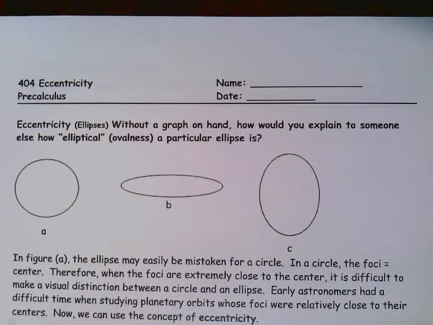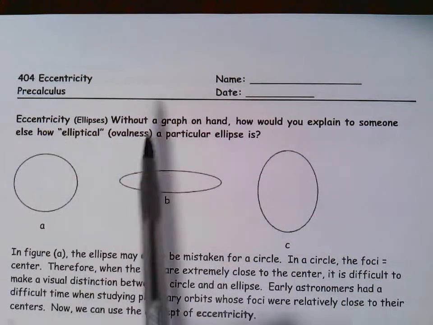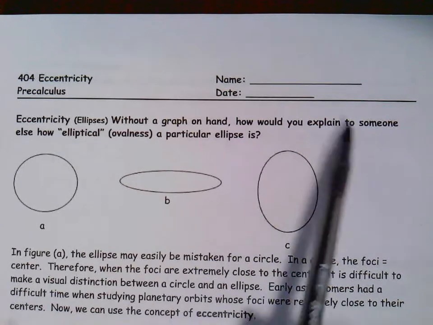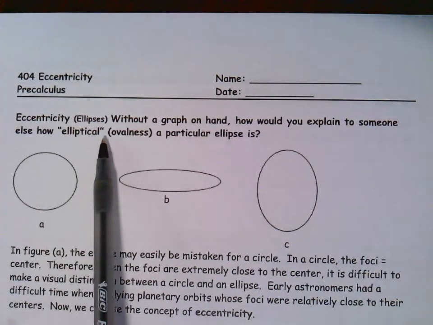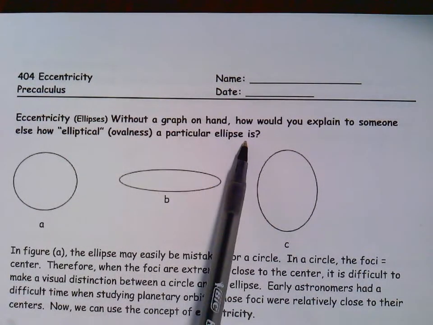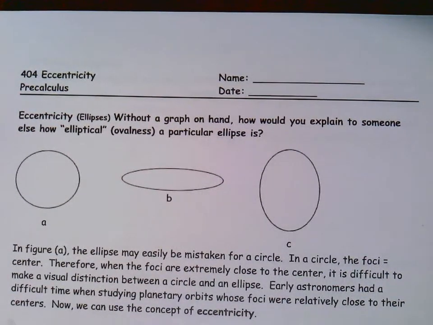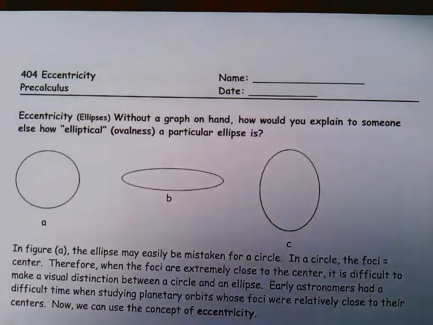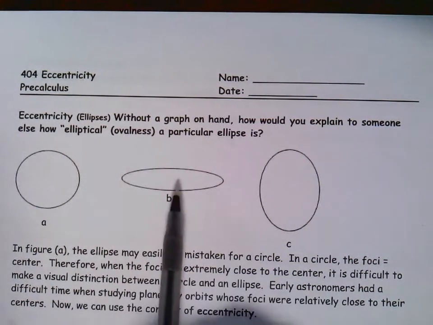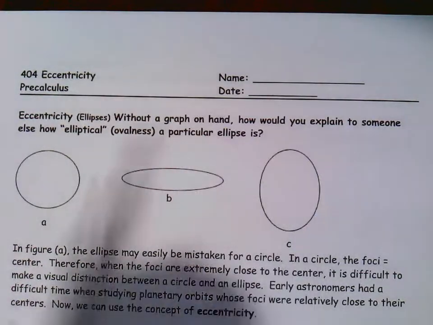Okay, this is going to take a look at eccentricity of ellipses. So what is eccentricity? Without a graph on hand, how would you explain to someone else how elliptical a particular ellipse is? If you had to choose between A, B, and C, how would you tell them how elliptical something is? I would say B is the most elliptical, but how could we quantify this?